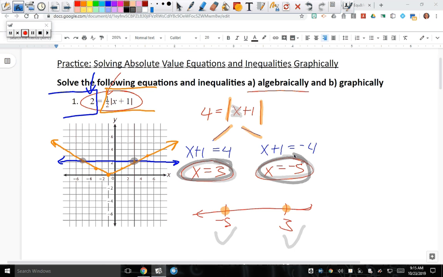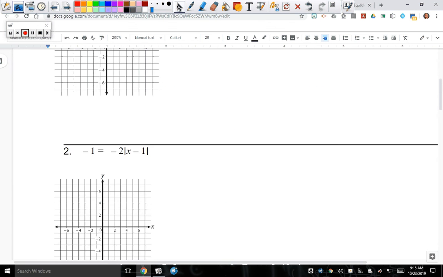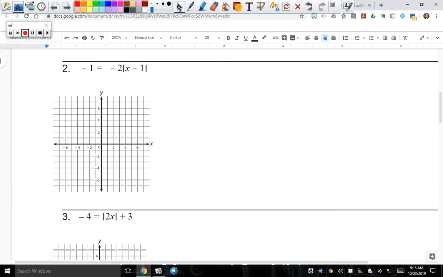Raise your hand, be honest if you think this is easy right now. Okay. So far so good. I think the inequalities are a little bit more to look at. Let's go.